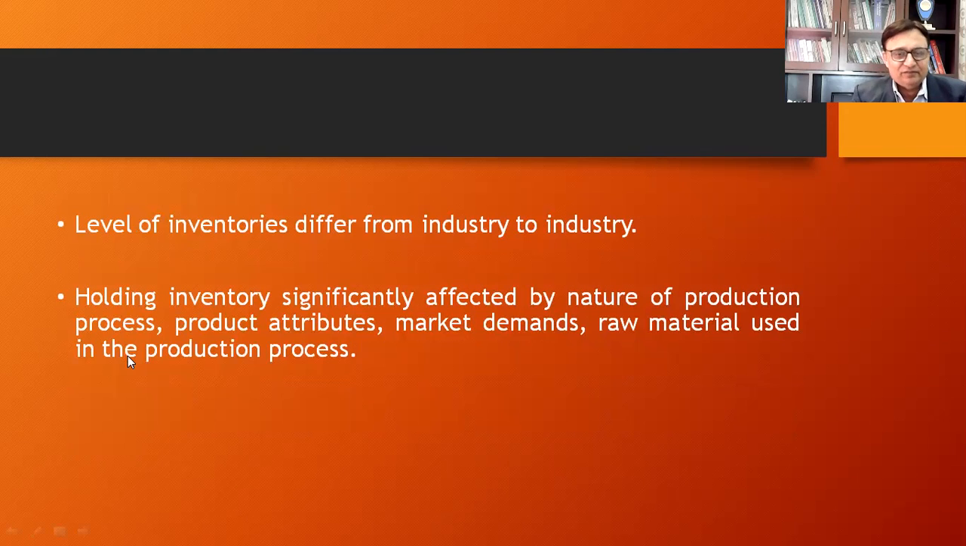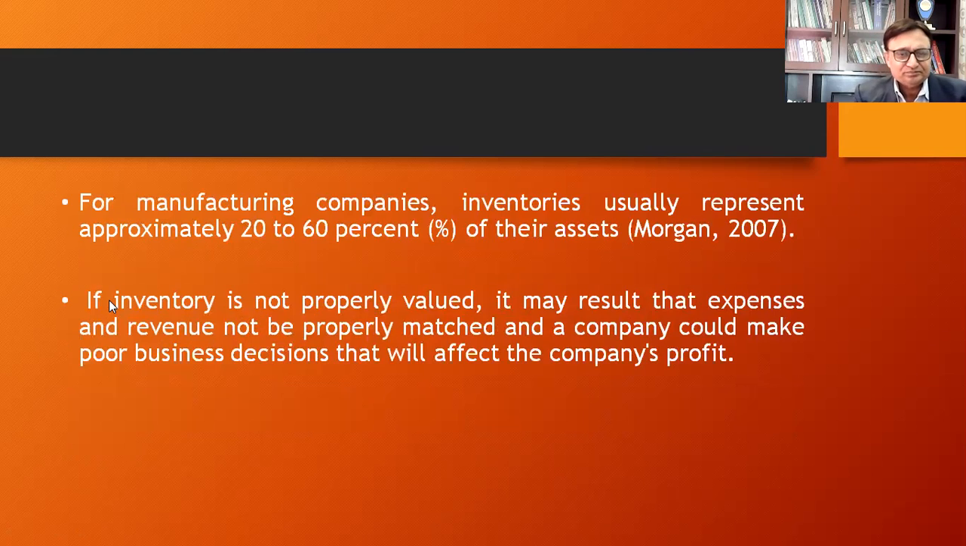The levels of inventories differ from industry to industry, and holding inventory significantly affects the nature of the production process, production attributes, market demands, and raw material used in the production process. For manufacturing companies, it has been experienced that inventories usually represent approximately 20 to 60% of their assets, as stated by Morgan in his research in 2007.